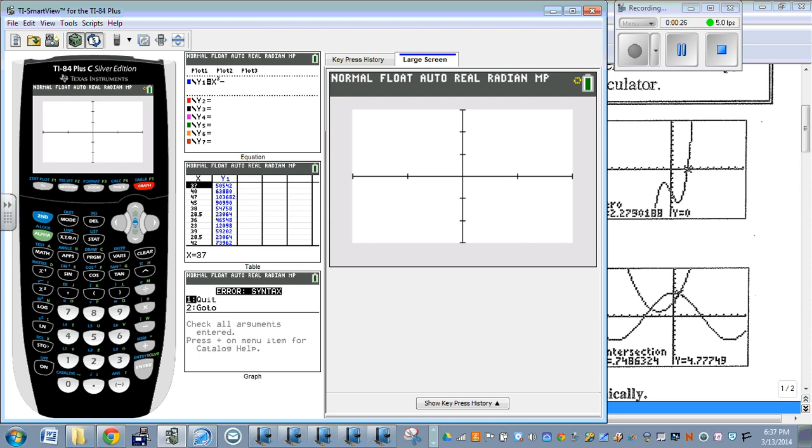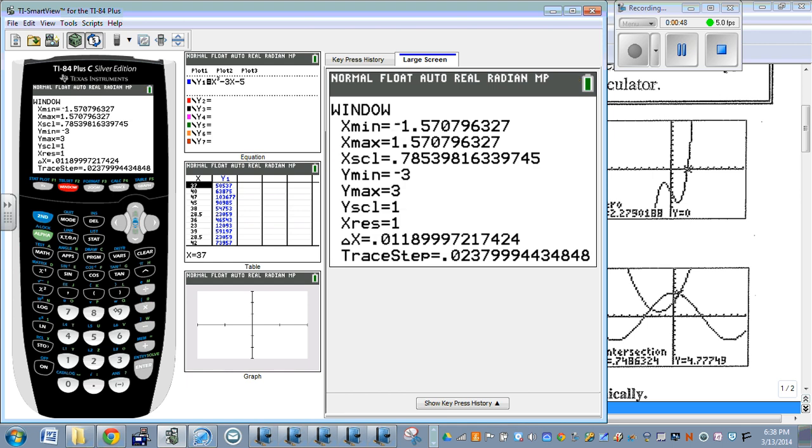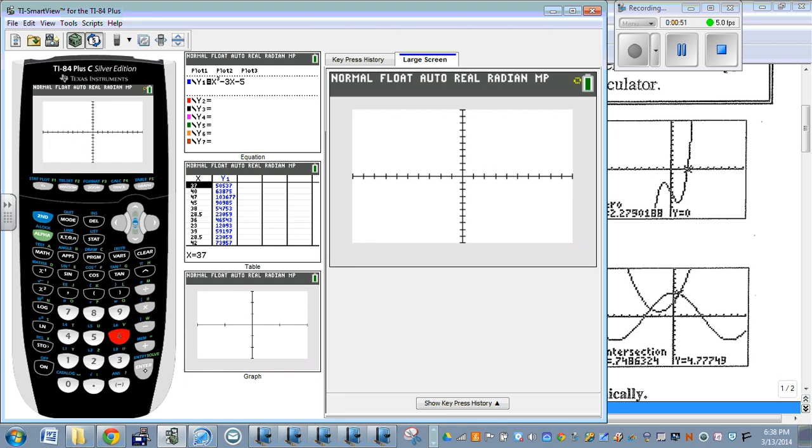Let me look at that graph. I'm going to change my window. Try that again. There we go. All right, so here's our graph. We want to find the zero.